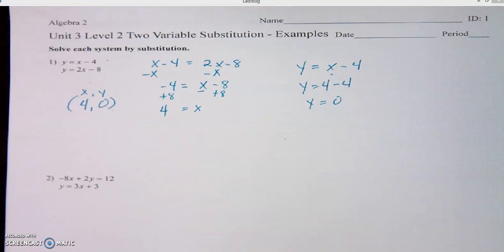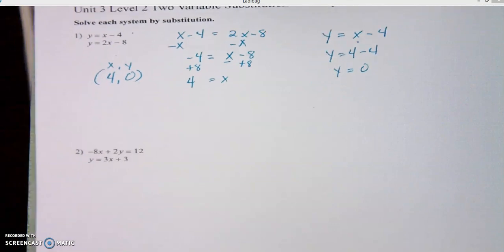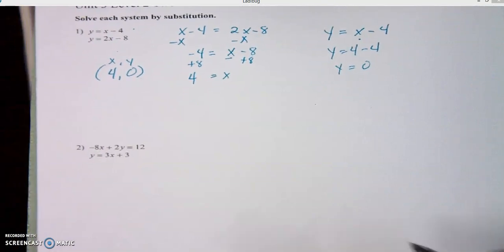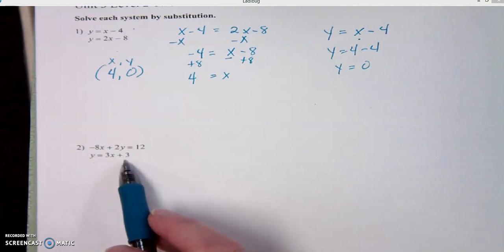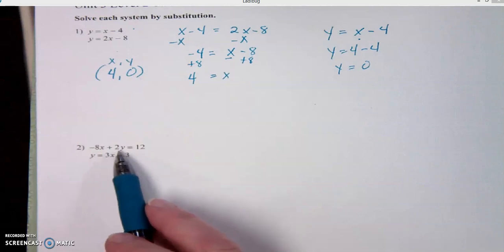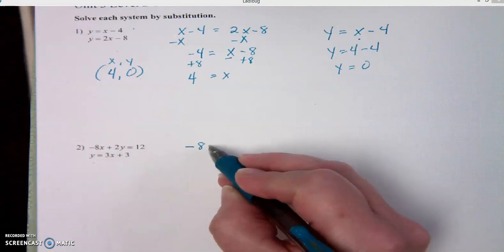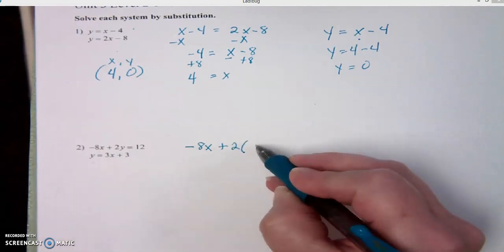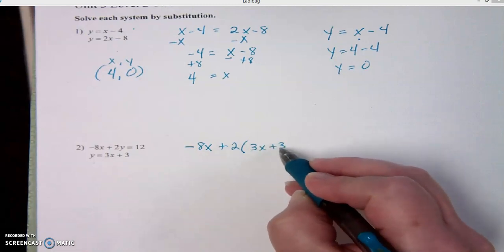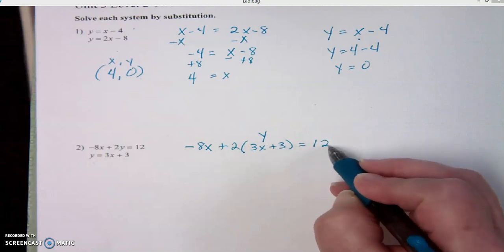Number 2, I have two equations. It's going to be just a little bit harder, but still totally doable. I have one of my variables equal to an expression here. I can substitute this into this first equation. So I'm going to rewrite the first equation, negative 8x plus 2. I'm going to put what y equals, 3x plus 3. Remember, this is y, and all of that is going to equal 12.